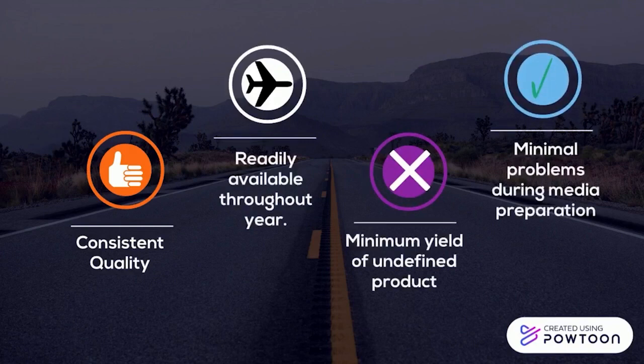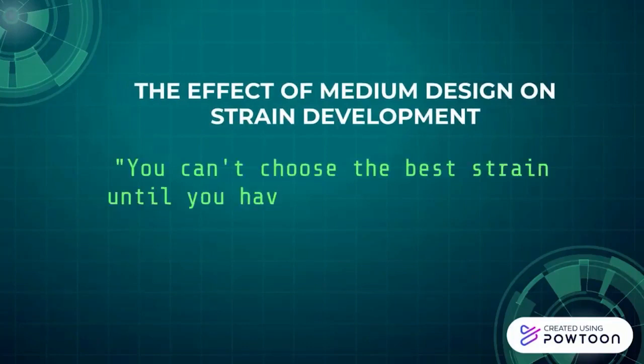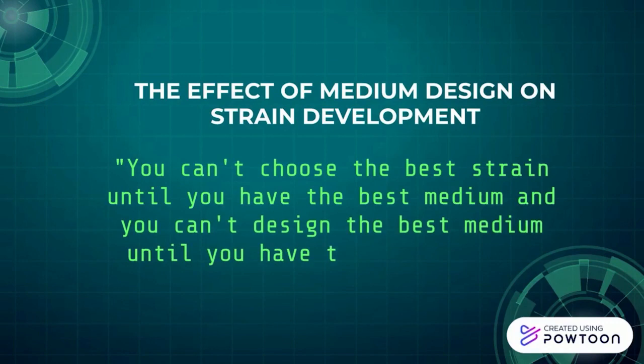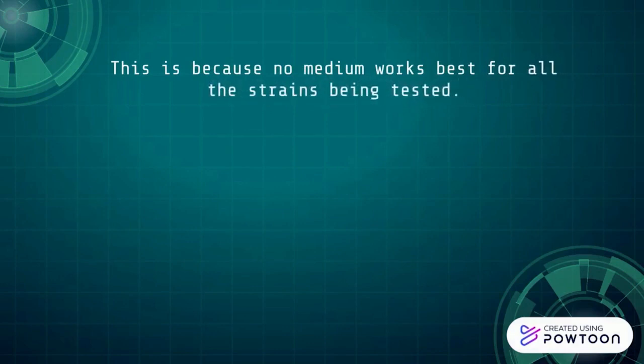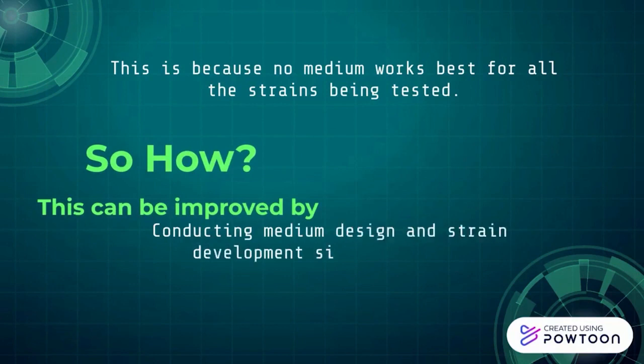The effect of medium design on strain development. You can't choose the best strain until you have the best medium, and you can't design the best medium until you have the best strain. This is because no medium works best for all strains being tested. So how? This can be improved by conducting medium design and strain development simultaneously.